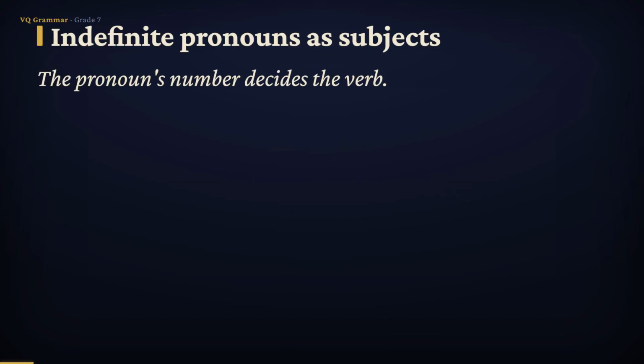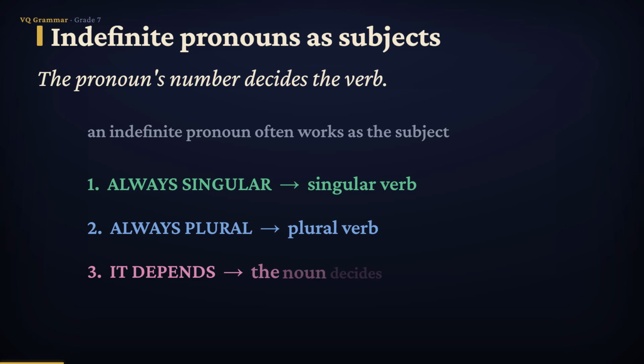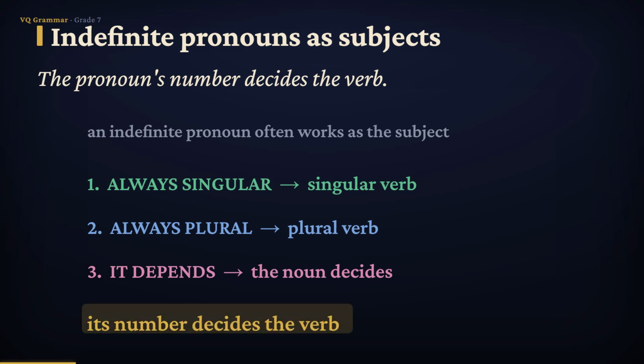Here's the big idea. An indefinite pronoun often works as the subject of a sentence, and when it does, its number decides which verb you need. The tricky part is that these pronouns fall into three groups. The first group is always singular, so it takes a singular verb. The second group is always plural, so it takes a plural verb. And the third group depends, sometimes singular, sometimes plural, because the noun decides. Whatever group a pronoun belongs to, its number decides the verb.